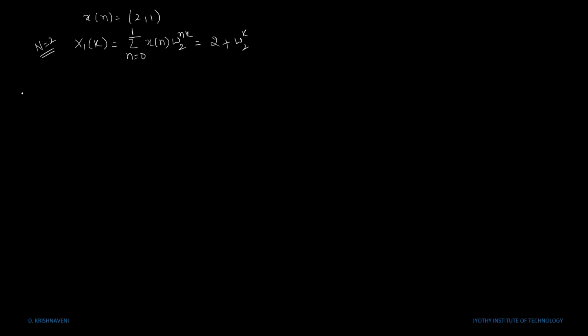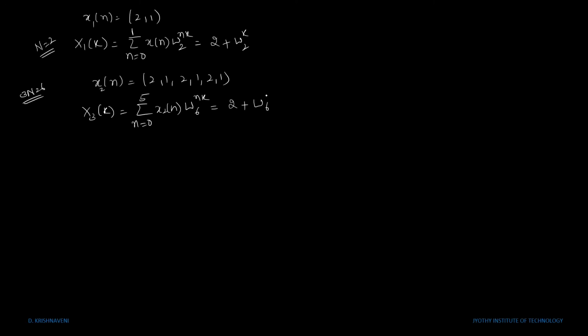Now 3N will be 6, and the sequence is 2 1 2 1 2 1. I'll write this as x_1, this as x_2. That is, it is just repetition because we are taking 3N. So X_3 of k is equal to summation n equal to 0 to 3N minus 1, that is 6 minus 1, 5, x of n W_6 to the power of nk. So this will be 2 plus W_6 to the power of k plus 2W_6 to the power of 2k plus W_6 to the power of 3k, 2W_6 to the power of 4k plus W_6 to the power of 5k.